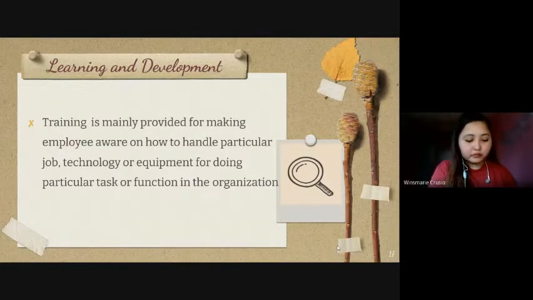But employee training will be for the particular job to develop skills in concern with that particular job for a particular period, and will be given periodically whenever updating of skills is needed for performing that job. Moreover, training is meant for the development of technical skills among the employees. Training is mainly provided for making employees aware of how to handle a particular job, technology, or equipment for doing a particular task or function in the organization. Ultimately, training of employees is a way of teaching by professionals in a particular job which involves technicality to develop skills.